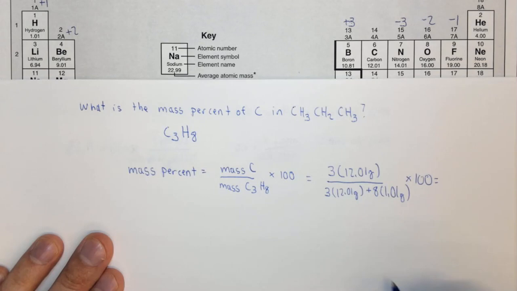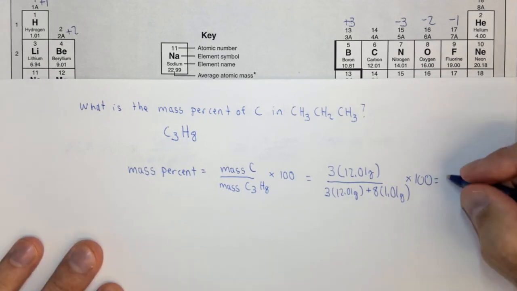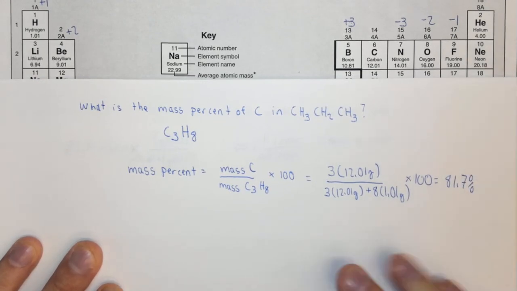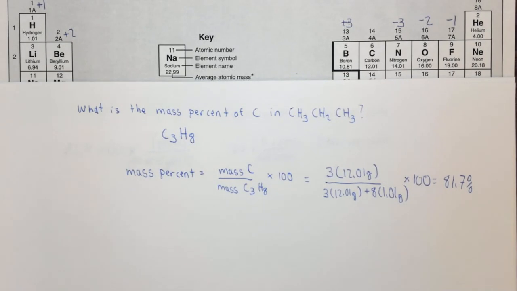And in this case, what you'll find is that the percentage of carbon in propane is 81.7%. So once we know about molar masses, it's possible to calculate mass percents. And again, percentages are the part divided by the whole. So in this case, we're finding the mass percent of carbon.